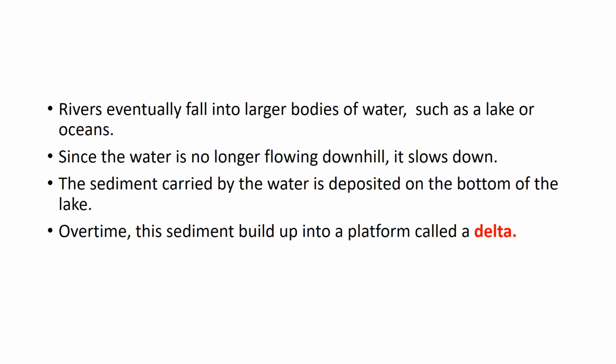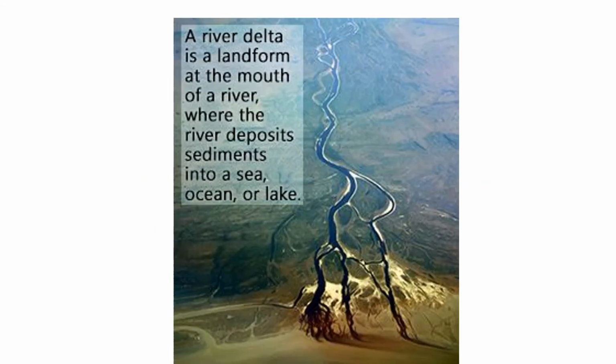Rivers eventually fall into larger bodies of water, such as a lake or ocean. Since the water is no longer flowing downhill, it slows down. The sediment carried by the water is deposited on the bottom of the lake. Over time, this sediment builds up into a platform called a delta. A river delta is a landform at the mouth of a river, where the river deposits sediments into a sea, ocean, or lake.